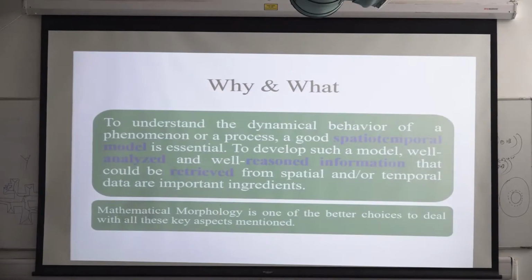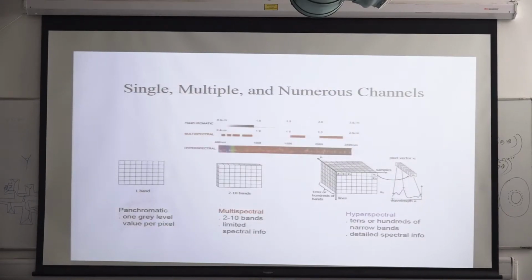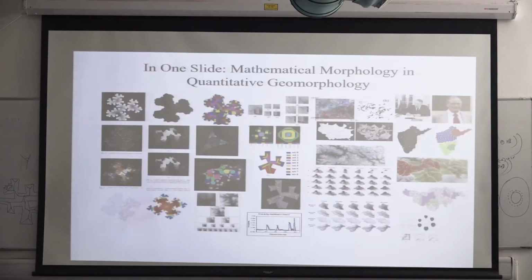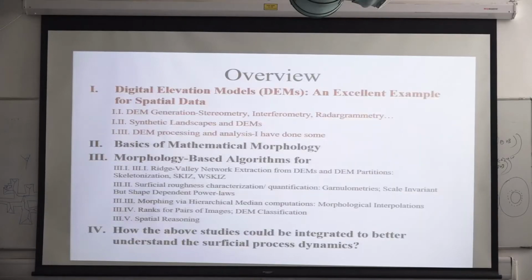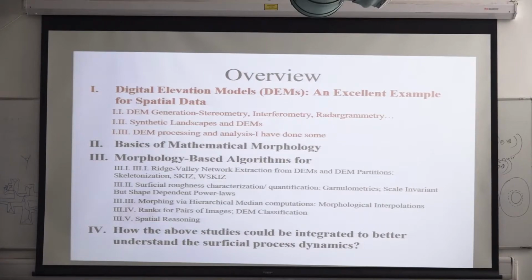And this you have seen. This also I will just avoid. This is about some hyperspectral things. You have seen these pictures in one single slide, and this is a good example. As I mentioned, digital elevation models, DEM, are an excellent example of spatial data where you can show the applications of a host of various morphological transformations that now you are familiar with.